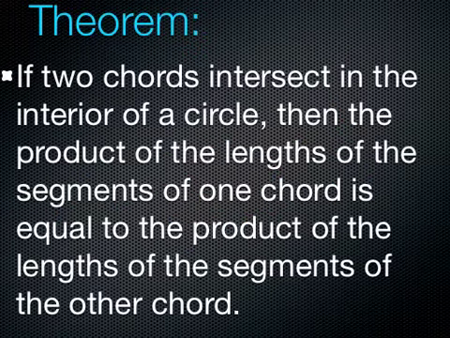The first theorem in this section says if two chords intersect in the interior of a circle, then the product of the lengths of the segments of one chord is equal to the product of the lengths of the segments of the other chord. A picture of this would be having a circle with two chords intersecting on the interior.